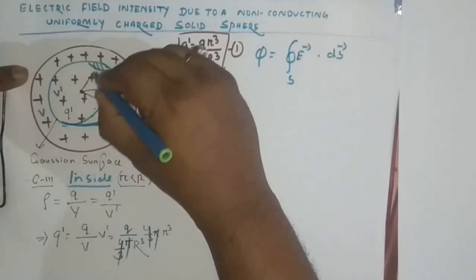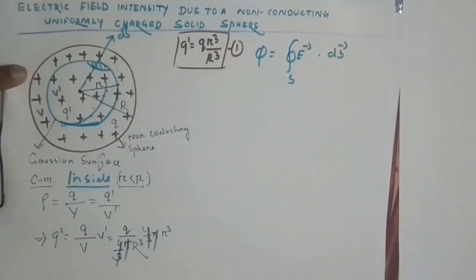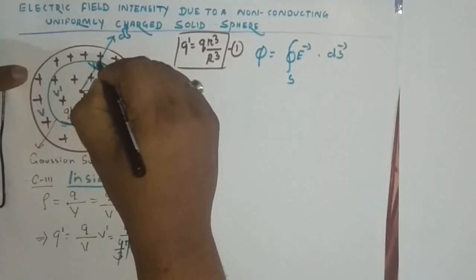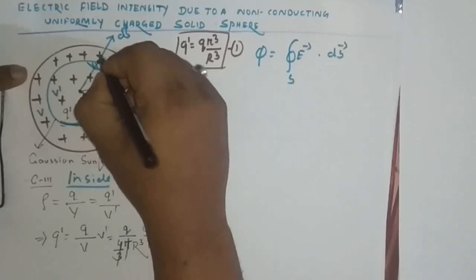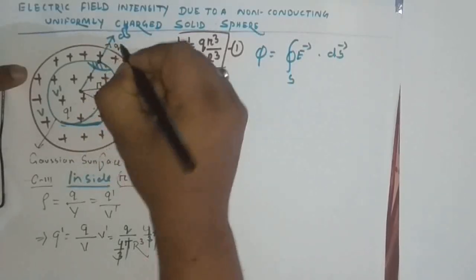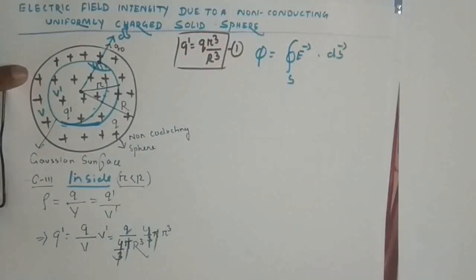Obviously radially outward. This is my ds vector. And similarly, here is a test charge. Always I have to see the electric field on the test charge is outward. In this case, this is Q naught.